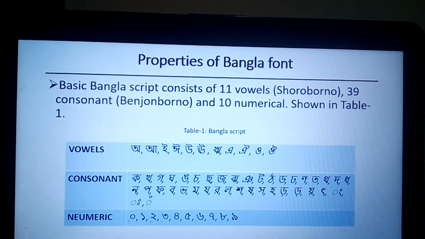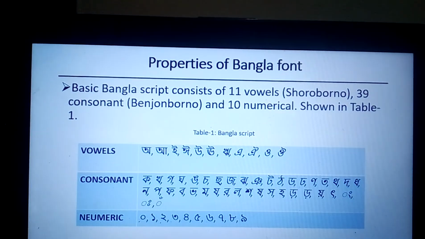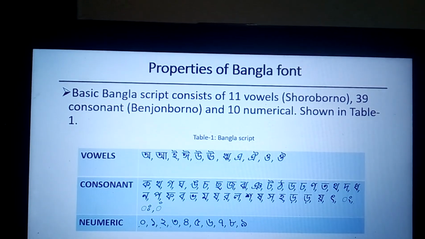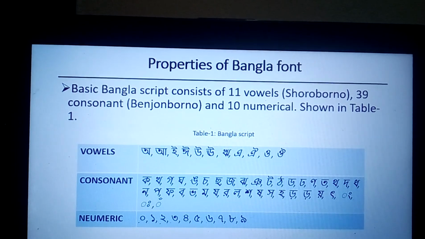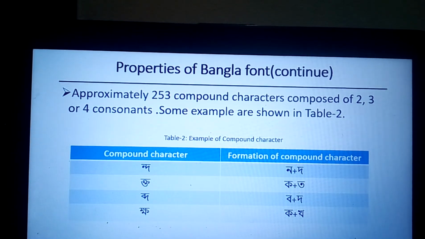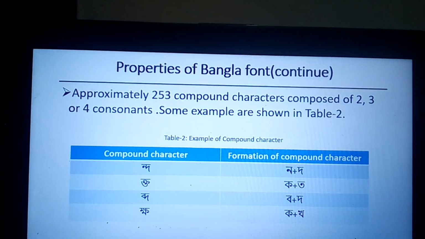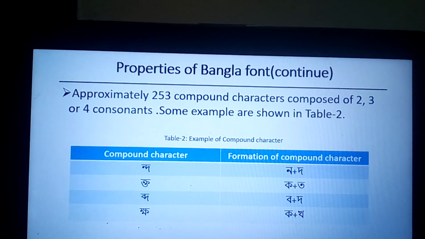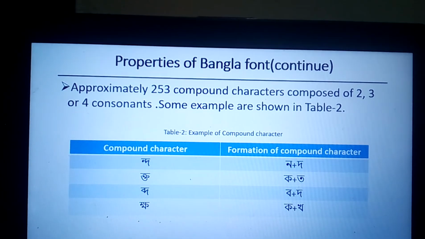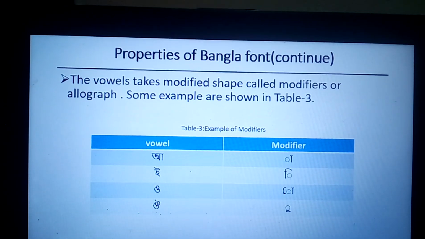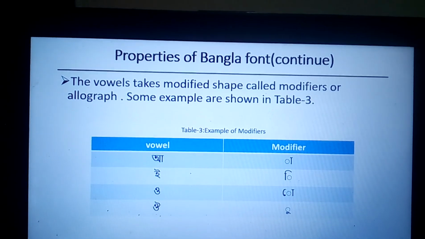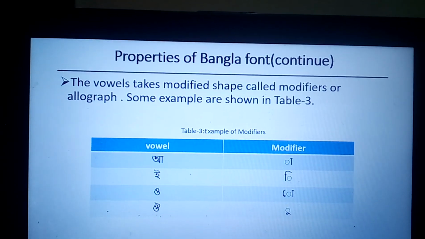Let's go to some basic properties of Bangla font. Basic Bangla script consists of 11 vowels, 39 consonants, and 10 numerals as shown in table 1. In Bangla words, there are approximately 253 compound characters composed of 2, 3, or 4 consonants. Some examples are shown in table 2. In most Bangla words, the vowel takes a modified shape called modifiers or allograph. These are some examples.